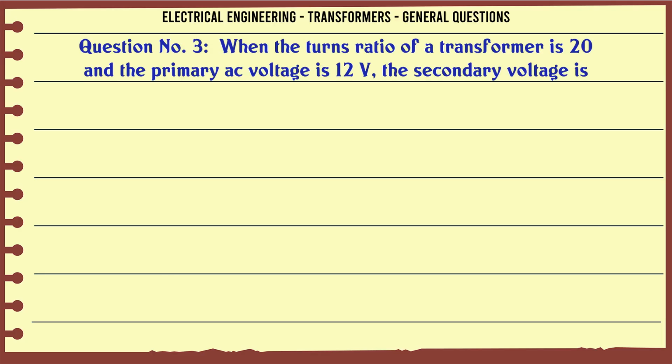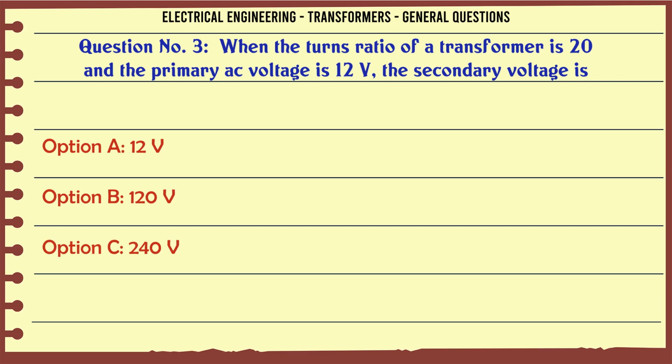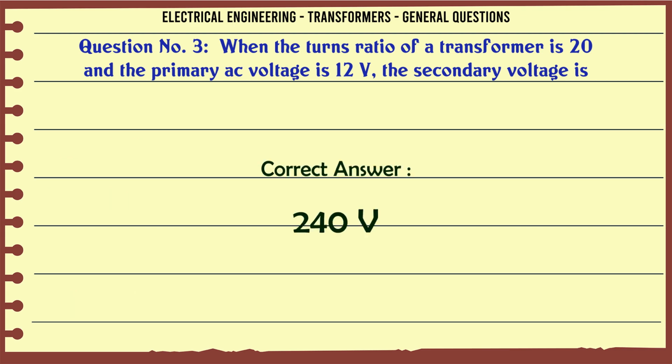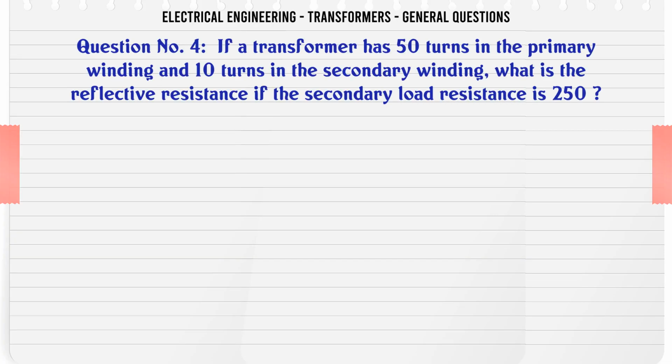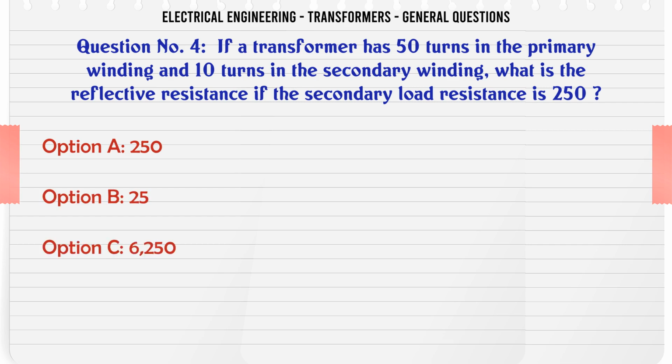When the turns ratio of a transformer is 20 and the primary AC voltage is 12 V, the secondary voltage is A. 12 V, B. 120 V, C. 240 V, D. 400 V. The correct answer is 240 V.